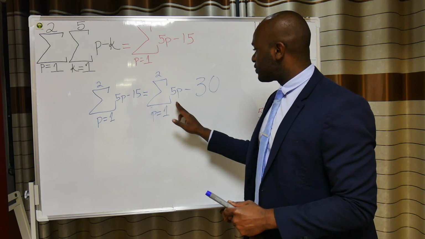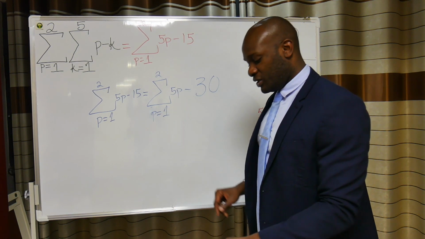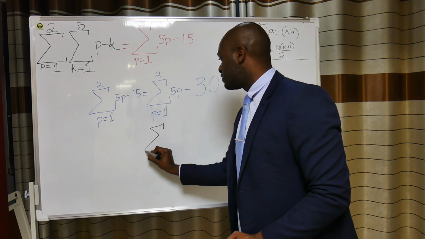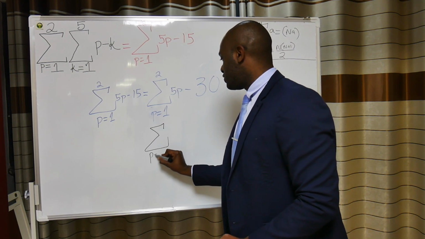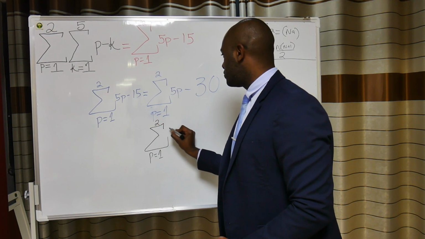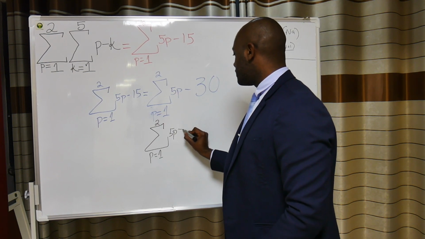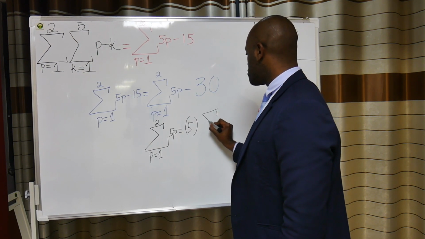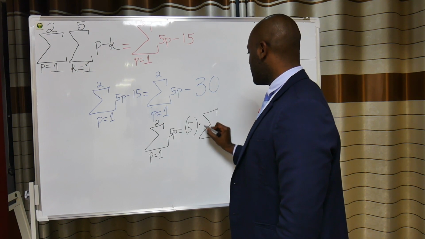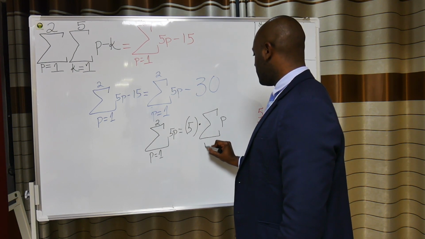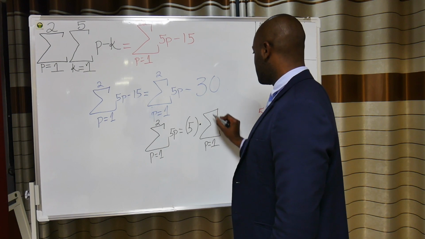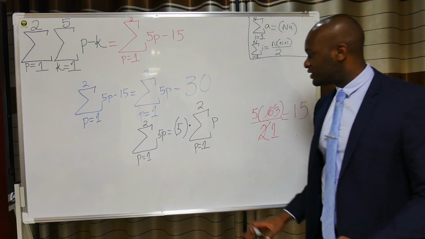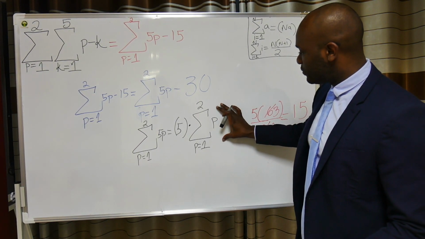So we have some constant times p. I'm going to rewrite it. The summation from p equals 1 to 2 of 5p is going to be equivalent to 5 times the summation of p from p equals 1 to 2. Hopefully this is very easy to understand for you guys. So why don't we first work on this one right here.